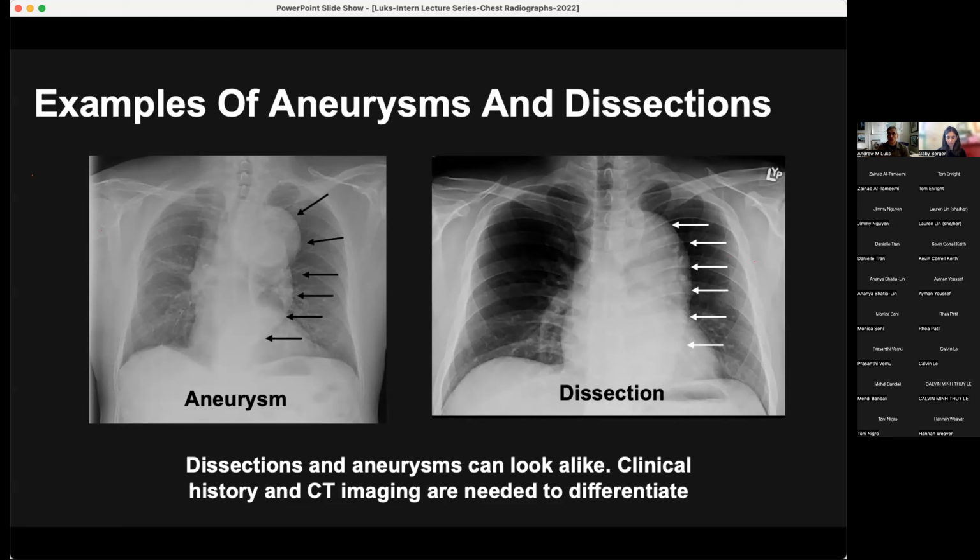And dissections usually have a very characteristic presentation with sudden onset of a sharp, searing or stabbing chest pain going back through the middle of the chest, through the shoulder blades. But in the end, if history and the plain chest radiograph don't help, you're going to move on to a CT aortogram, which will allow you to easily distinguish between these two entities.